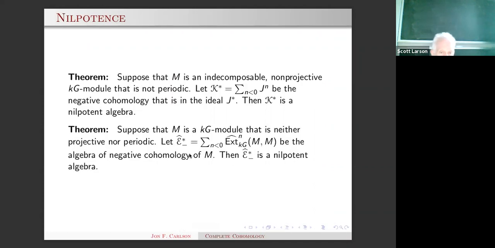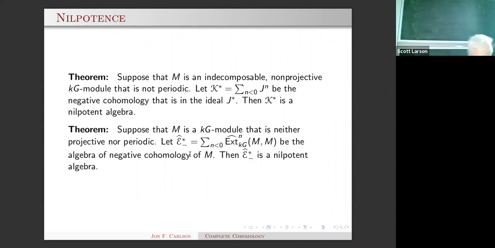And so finally, this is sort of the main theorem of the paper: if I've got any finitely generated indecomposable KG module that is not periodic or projective, then the negative part of its complete cohomology is a nilpotent algebra. The way you get that is that J is basically all of the negative part of the cohomology except for a little bit. And if you multiply too many elements from that little bit, you're going to get something that's eventually in J.